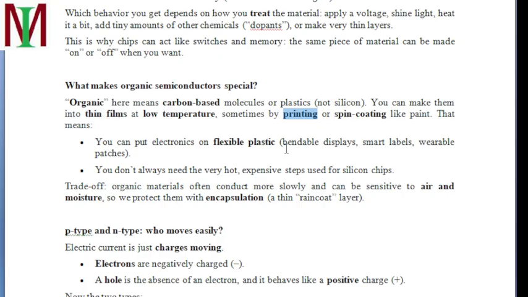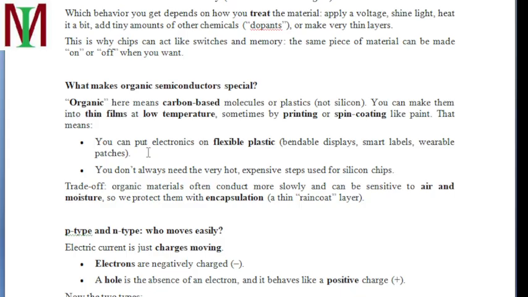Or we can even make a thin film with spin coating. If you drop one drop of the molecule on a flat surface and make it spin fast, the drop in the center will spread into a very thin layer. That is called spin coating. Or just like painting, you can take the organic molecule liquid and just coat it. That is called painting.